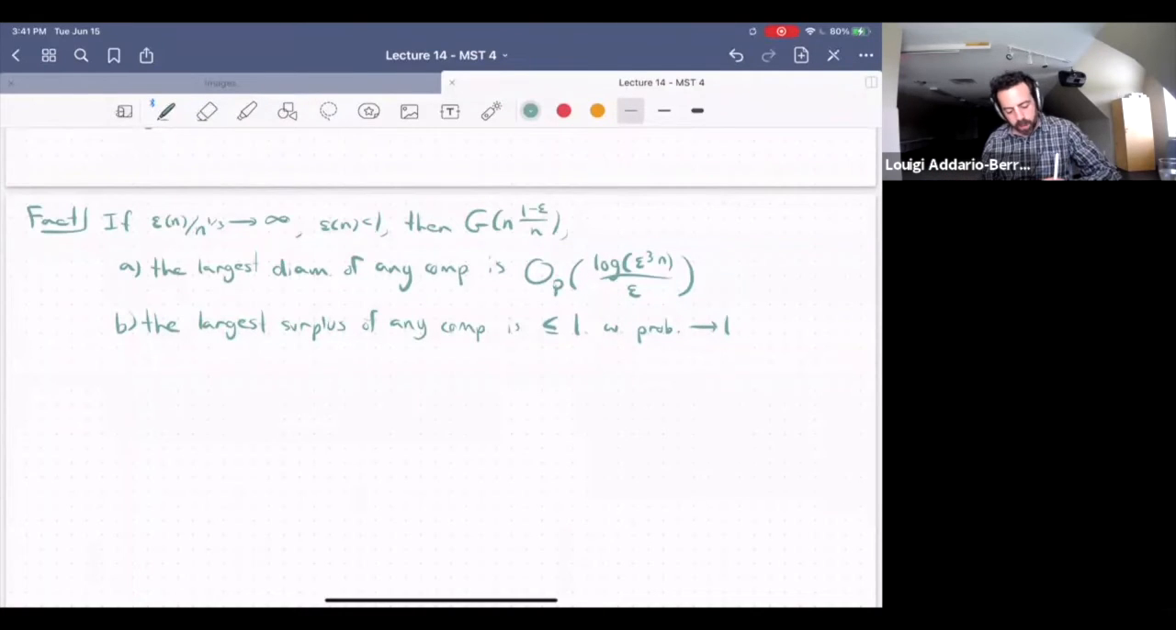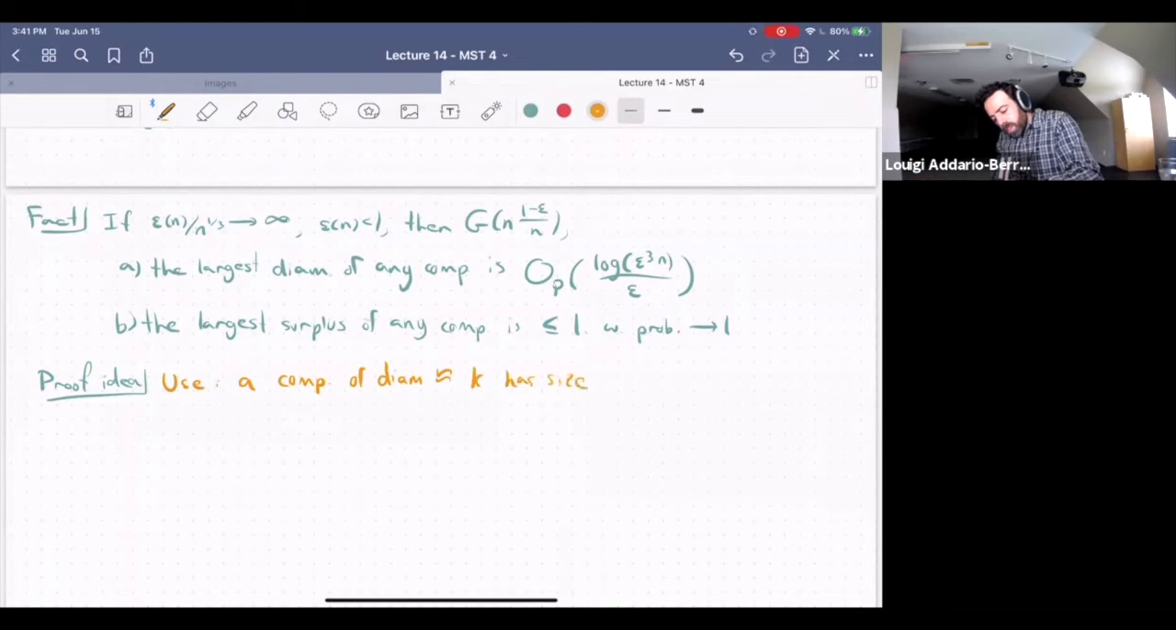Okay, so let me explain why these are true. The step that I won't do in full detail, but I'll use multiple times, is that a component of diameter about k has size about k squared. So this is somehow using that these components roughly have quadratic volume growth, like random trees do.